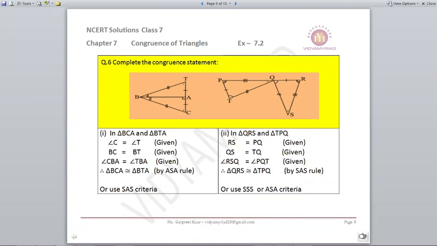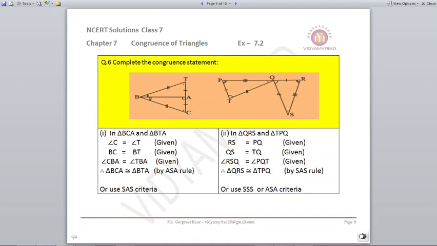Same way, in the second part, there are 2 triangles PQT and QRS. So if you look at both triangles, you have 3 sides given to you, you have 3 angles given to you. When you have so many options, you can choose so many criteria. Now the first one I am explaining as RS is equal to PQ, that is the side.